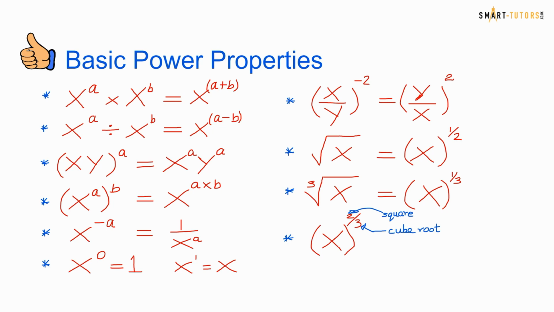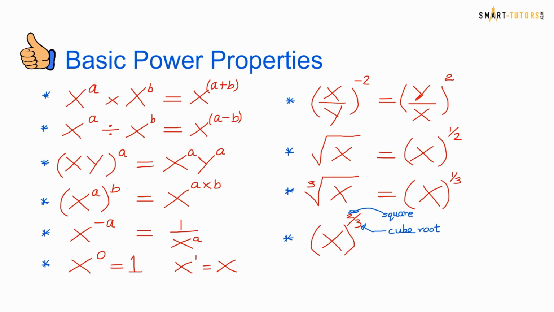The next one, x to the power minus a equals 1 over x to the power a. It's a negative power. So for the negative power, you need to do 1 over x to the power a. It's a reciprocal. x to the power 0 is 1, x to the power 1 is x.